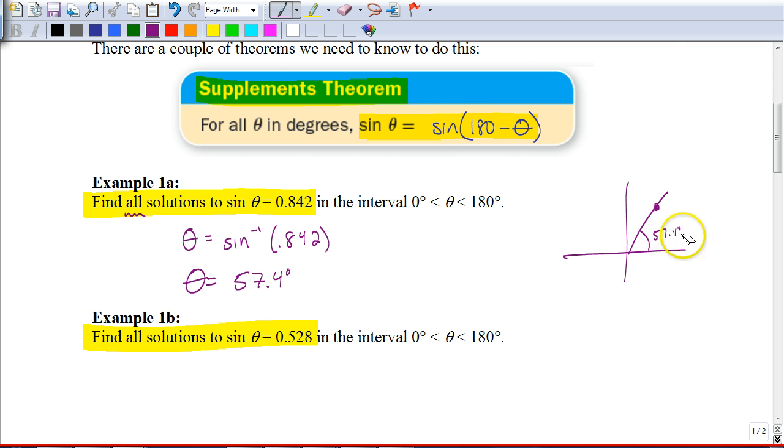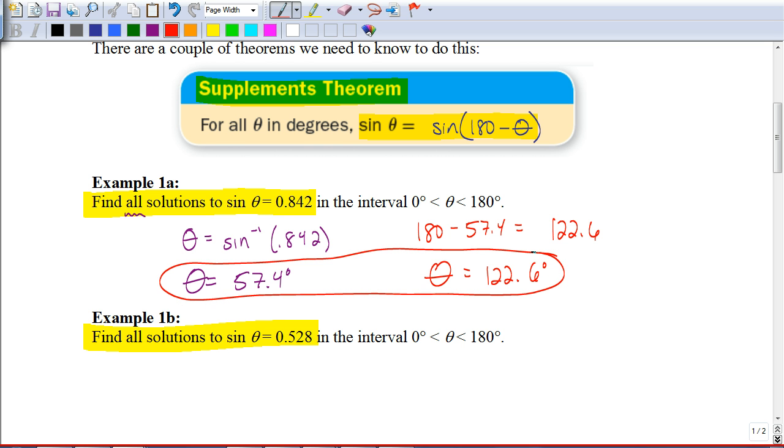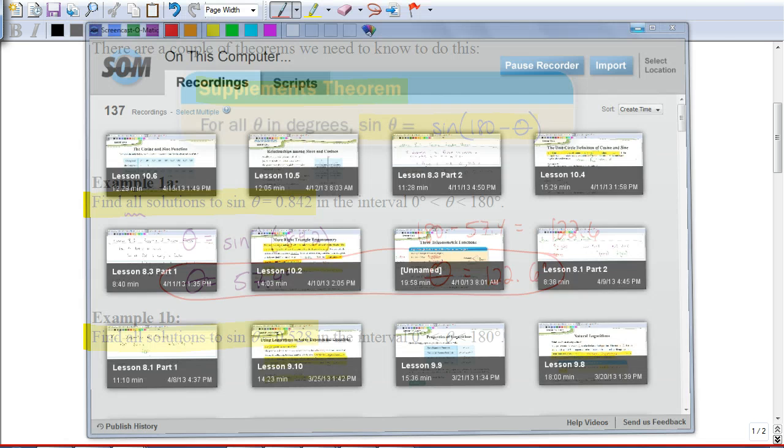To figure out what that would be, we're going to use the supplements theorem. I'm going to take 180 minus 57.4, and when I do that, I get 122.6. So the other angle is 122.6 degrees. So there are 2 angles between 0 and 180 degrees where, if I take the sine of them, I get 0.842.